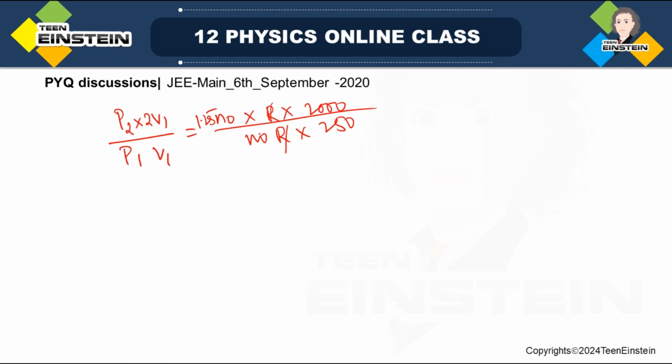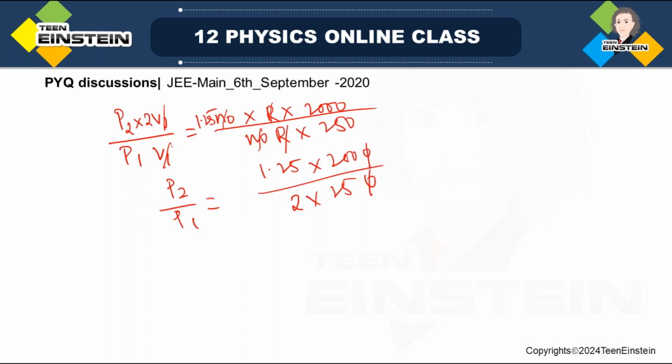Okay, so the R and N0 cancel, so I get P2 by P1 is equal to 1.25 into 2000 divided by 2 into 250. So you look, I get this, here it is 100 and this is 0.5.